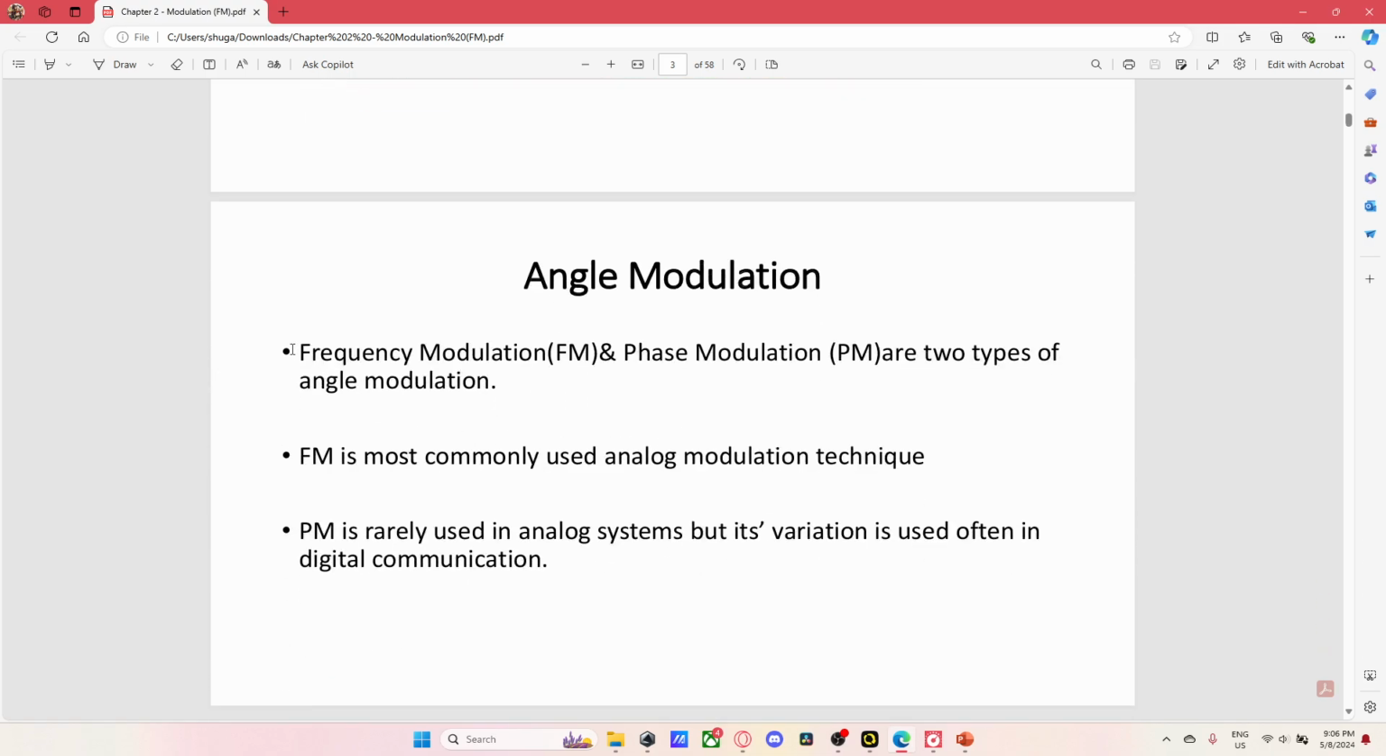So frequency modulation, FM, and phase modulation are two types of angle modulation, where FM is the most commonly used analog modulation technique, but PM is rarely used in analog systems, though its variations are often used in digital communication. In our syllabus, you are not required to learn about phase modulation. We are only going up to FM, frequency modulation.